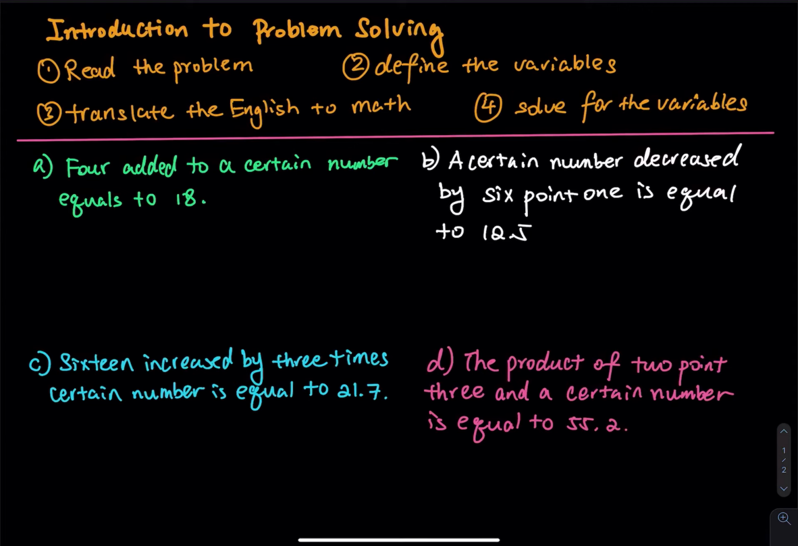Let's talk about problem solving. Problem solving has four major steps. Number one, read the problem. Number two, define the variable. So what is a variable?